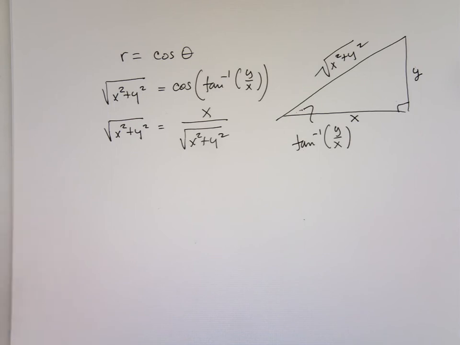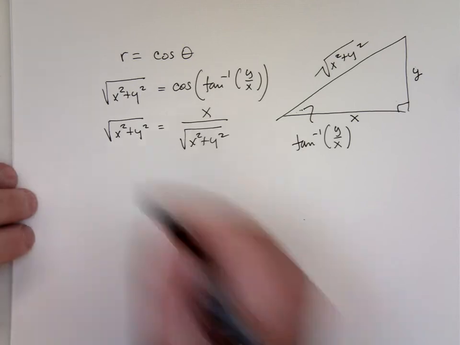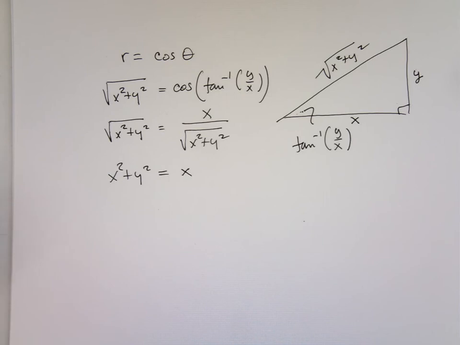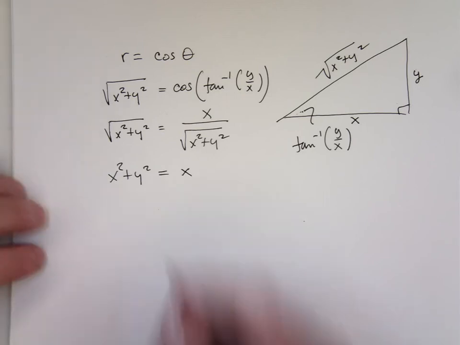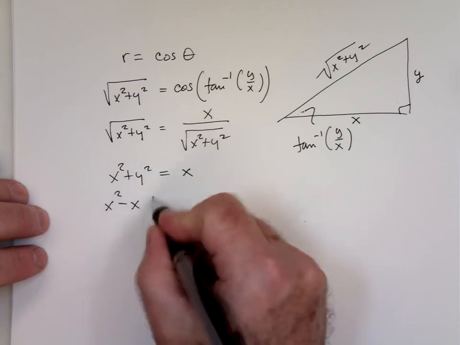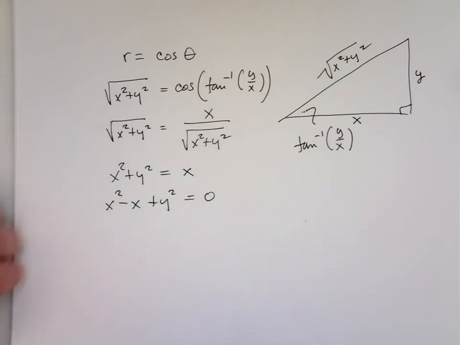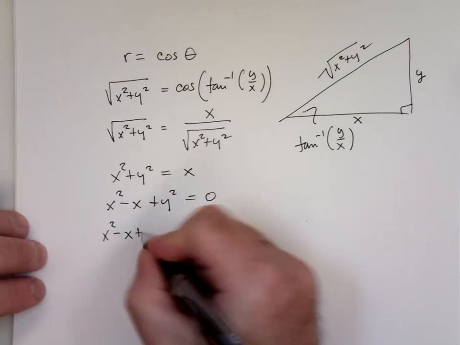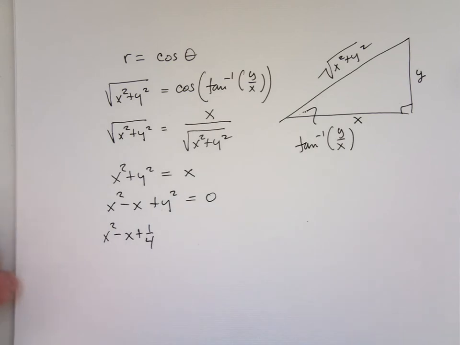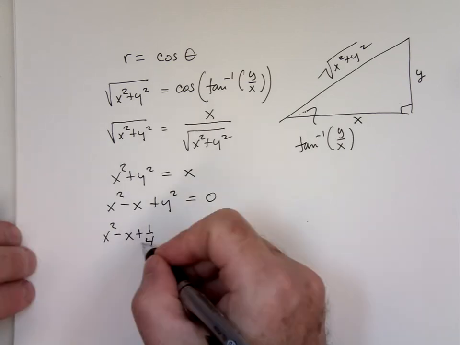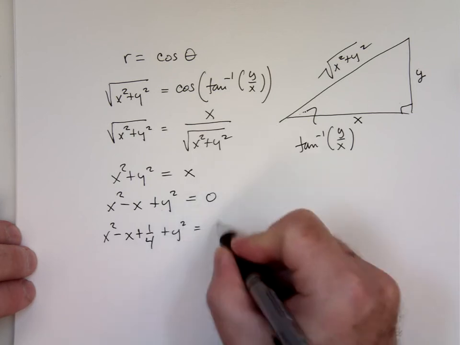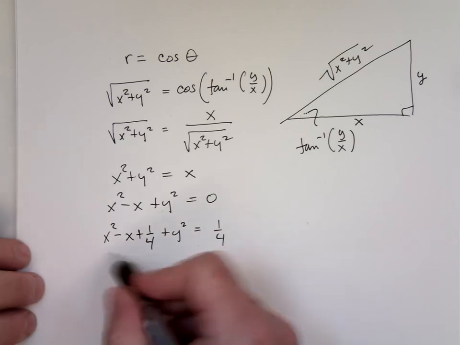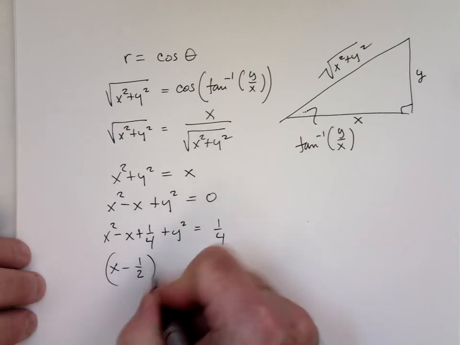Multiply both sides by the square root. You get x squared plus y squared equals x. Not too bad. Set it equal to 0, move this x over, and complete the square. What do you do to complete the square here? Add 1/4 to each side. Okay? We have x minus 1/2 squared plus y squared equals 1/4.